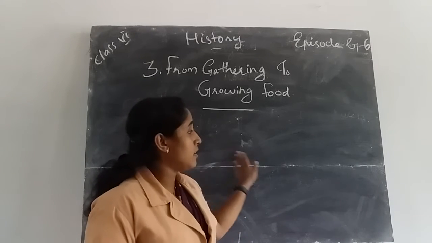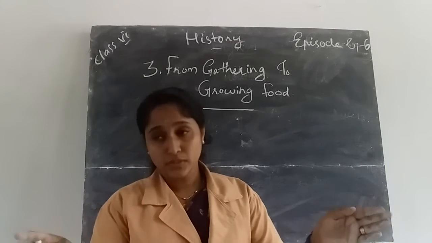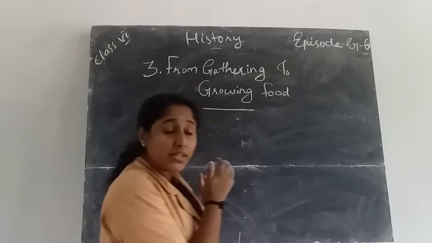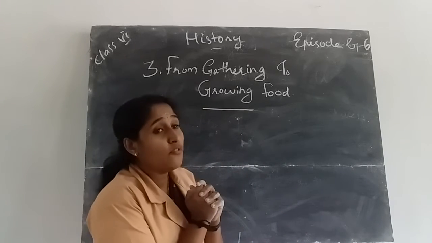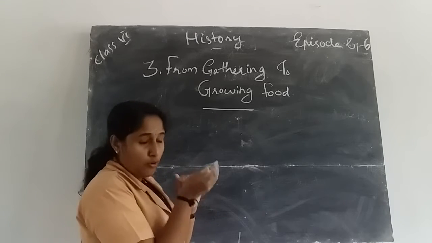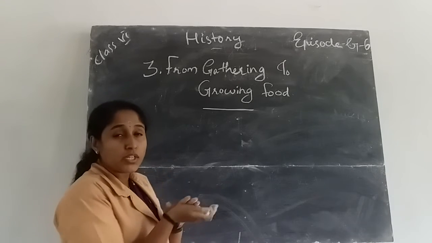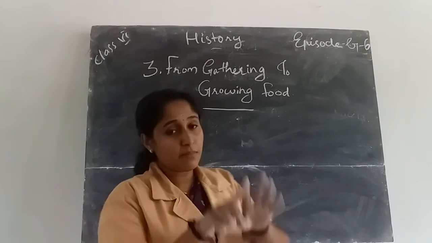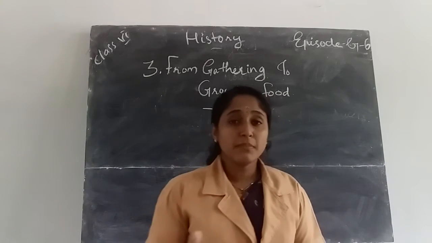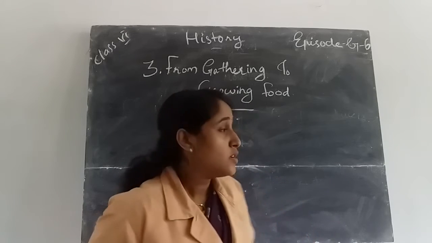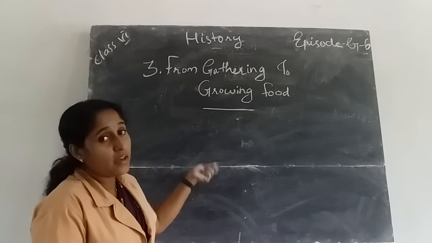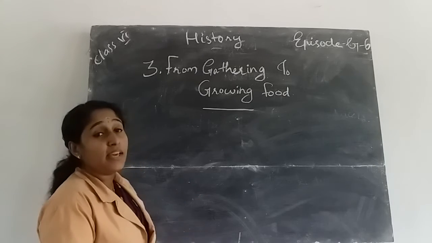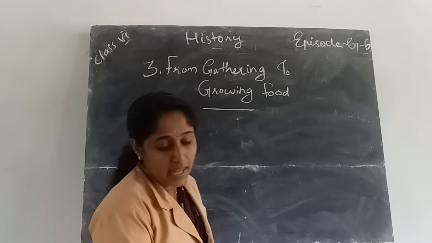They are living in the same place for a long time, and they started raising animals for milk or for food and for the production of the plants. If they are using an agriculture field, many birds and insects attack the plants. So because of that, the animals were mainly used for food and protecting the plants.